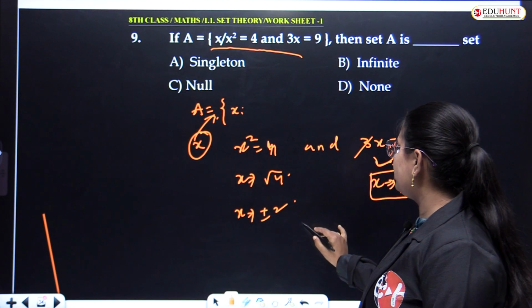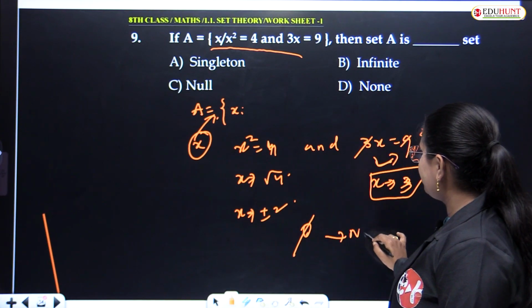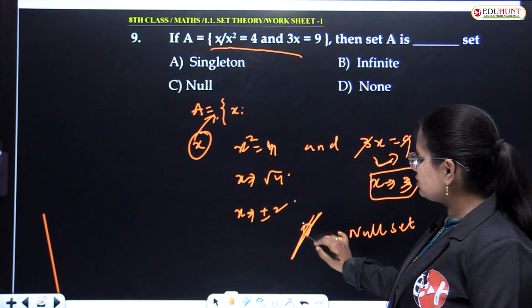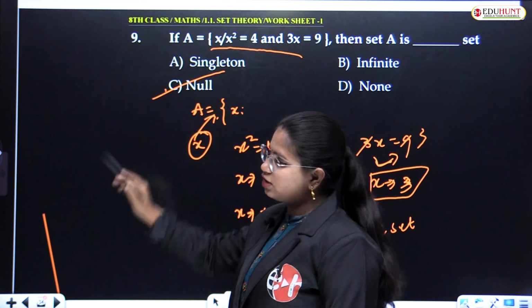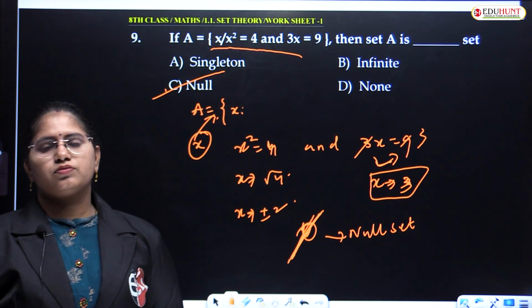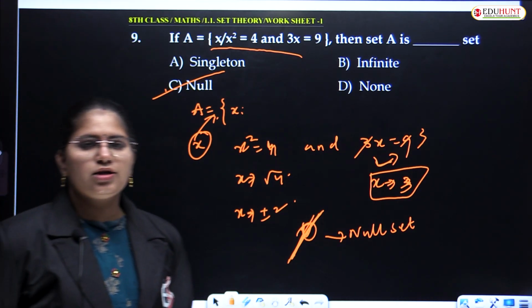Can you see any common elements? No. So a null set actually represents like this. So this is a null set representation. So option C will be your answer. Am I clear with this? Can I get to the next one?